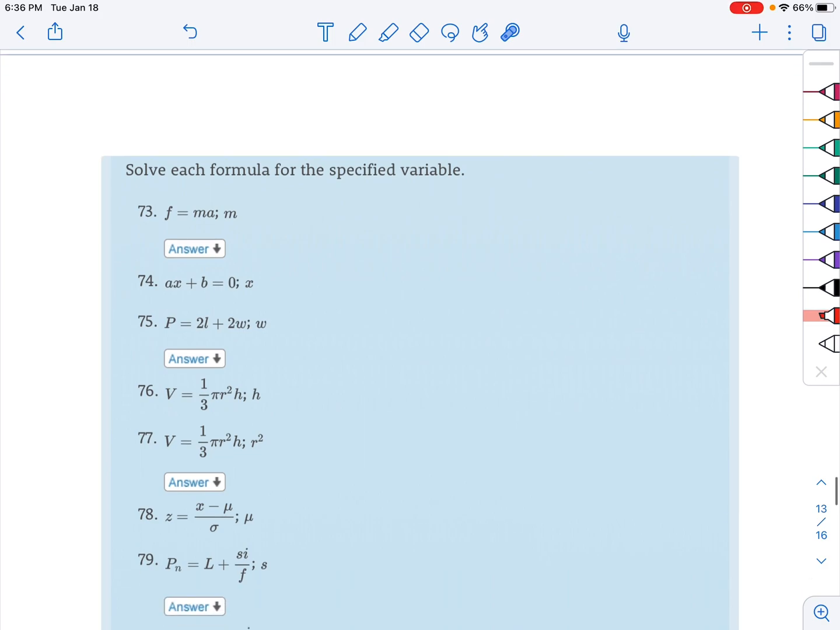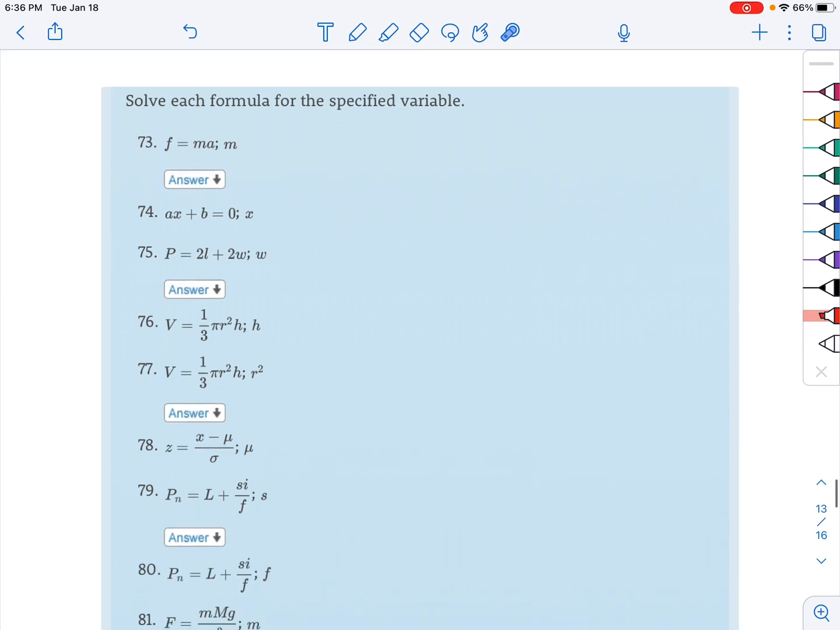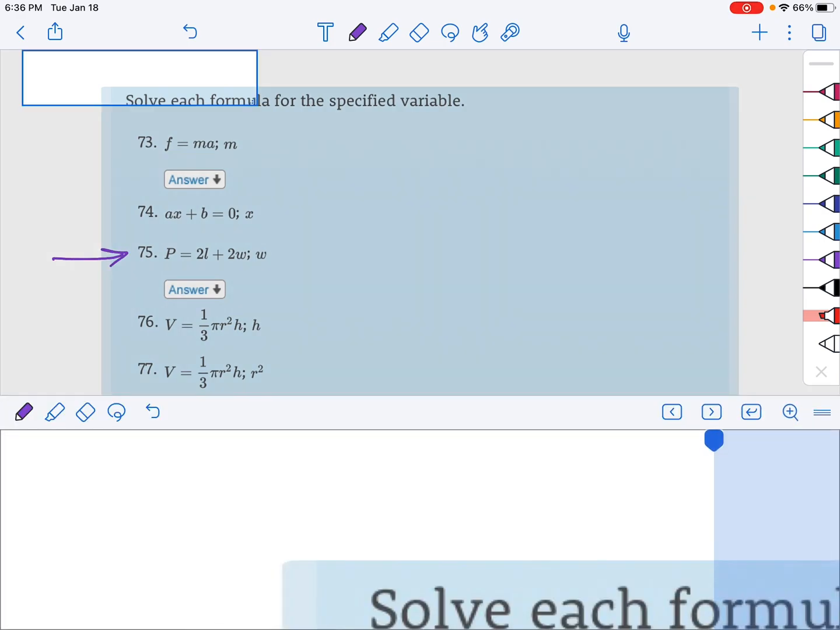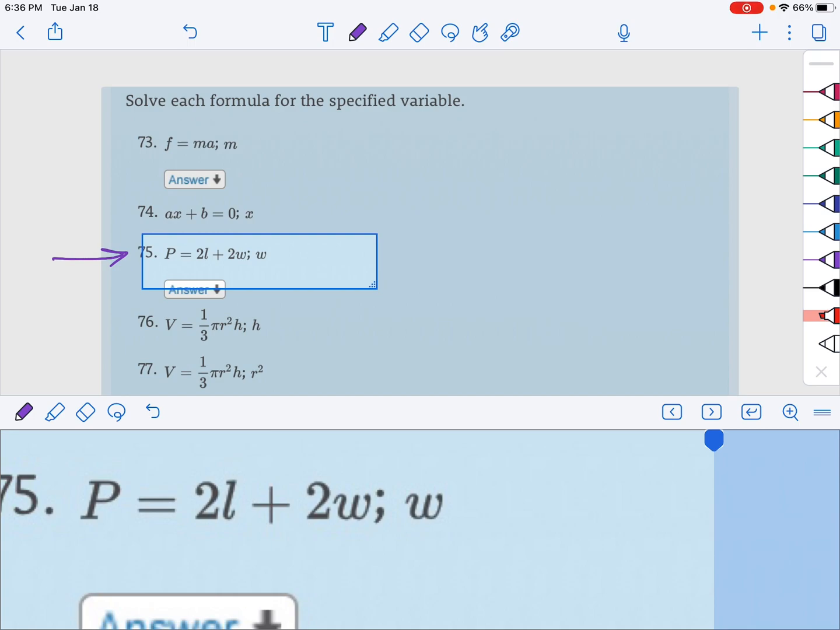There's a lot of rational equations. This section is really mixed up in our book, but we're just going to pick and choose. So let's just do one that's easy, number 75, okay? This is the perimeter of a rectangle. I want to get W by itself. That's what this means, solve for W.